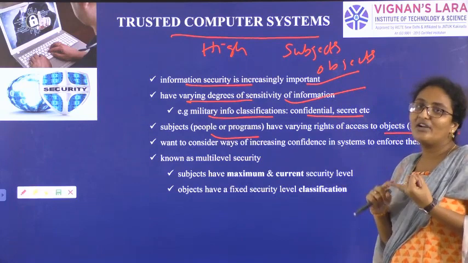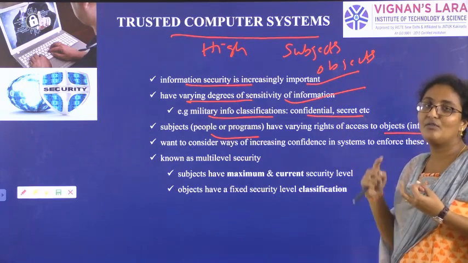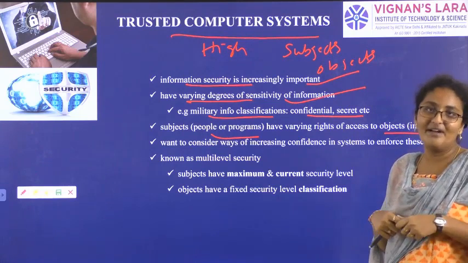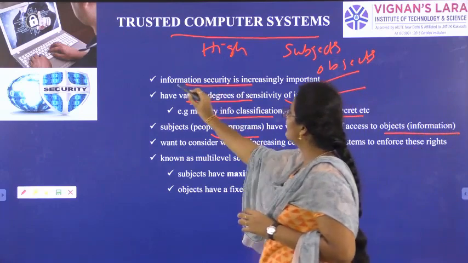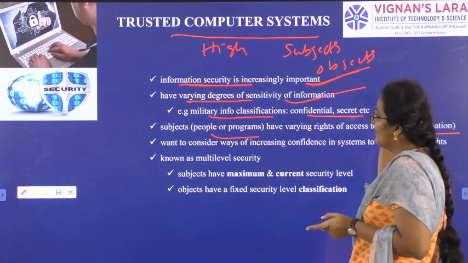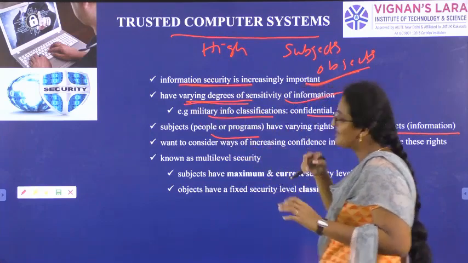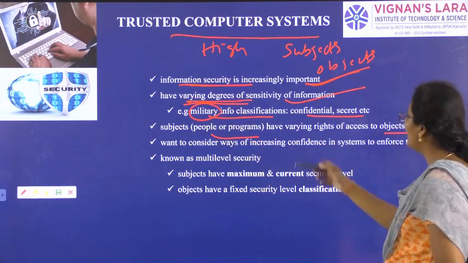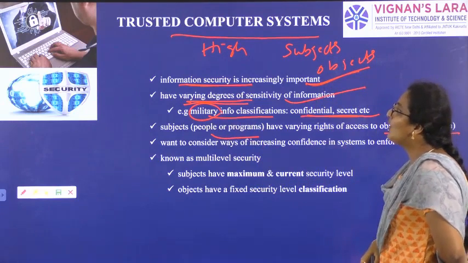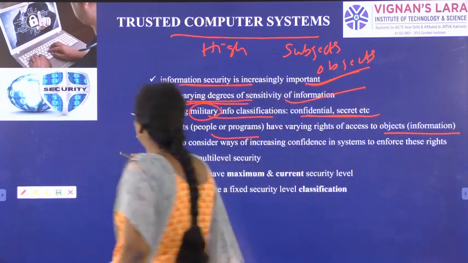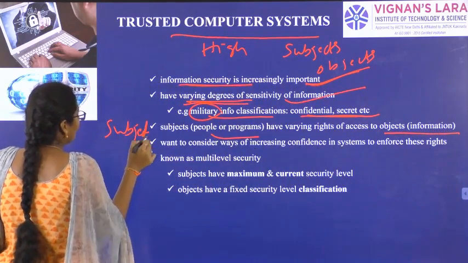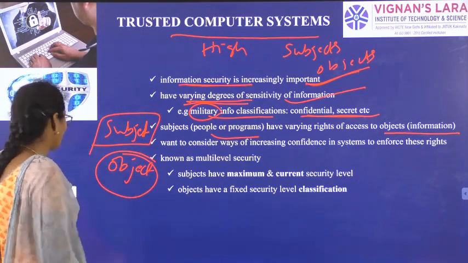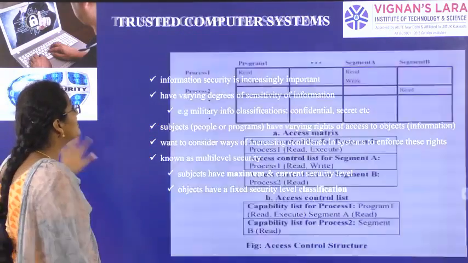So now we know what malicious software is, we know what a firewall is, and we also know that firewalls have limitations. So next one is trusted systems. Why did people go into trusted systems? Because information is increasing day by day, information is important, and information has different levels based on sensitivity. For example, military information or any information related to the country is confidential and secret. While talking about trusted computer systems, we have two words. One is subject, which is nothing but people and programs. The other one is object, which is nothing but information. So these are trusted computers.